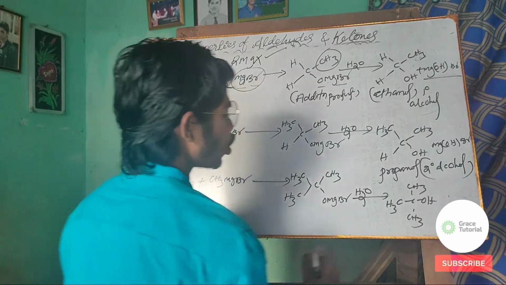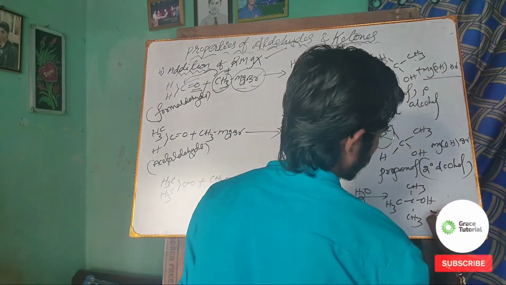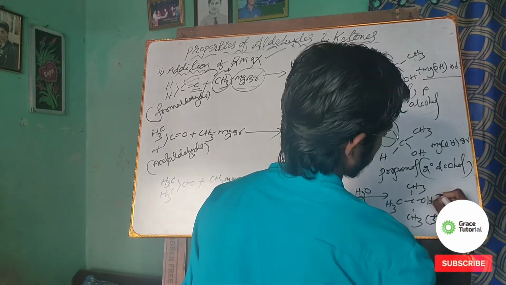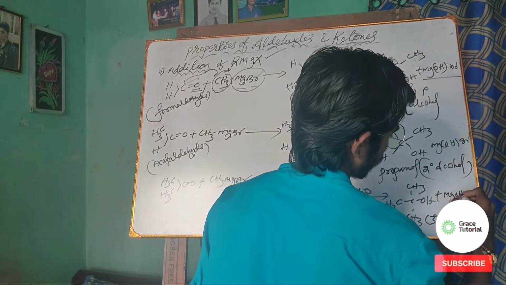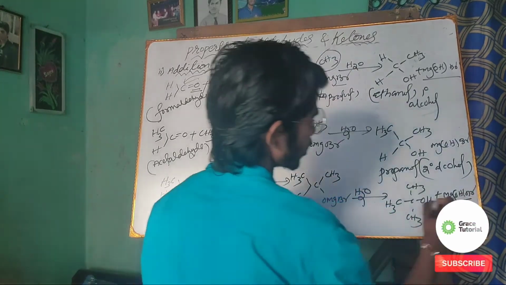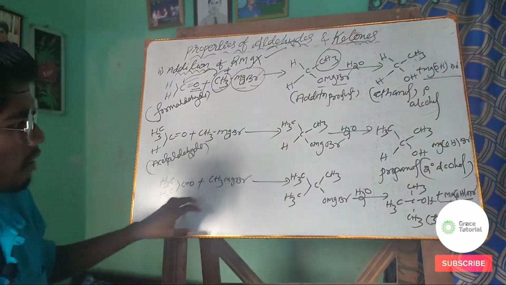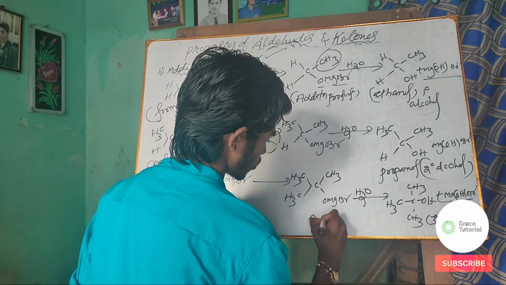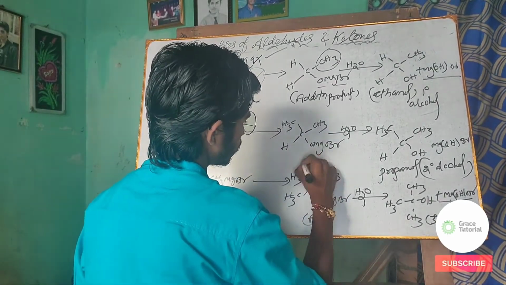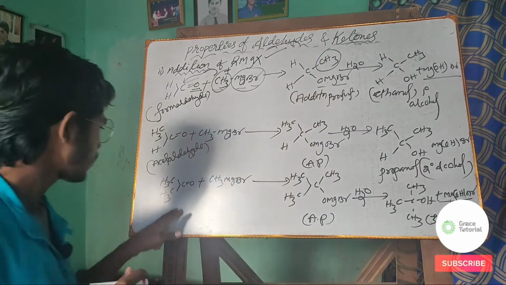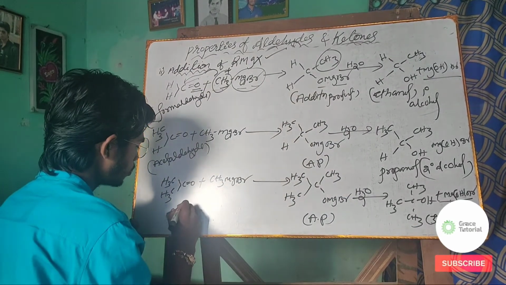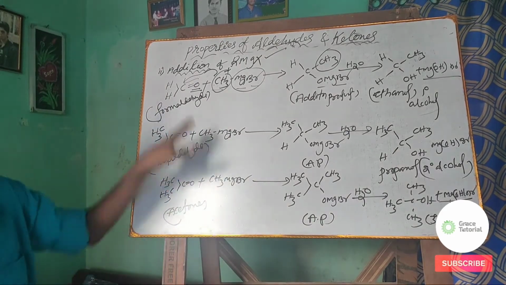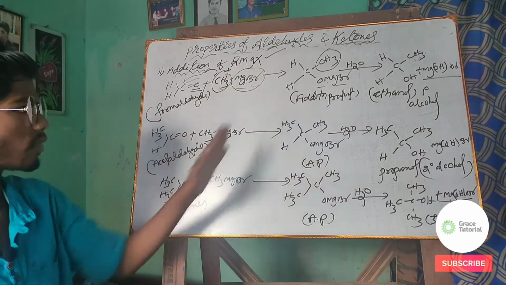And on hydrolysis, you will get tertiary butyl alcohol, that is butanol, that is a tertiary alcohol, plus MgOH-Br. So this is the product, and these are the addition products. This is acetone. This is about the addition of Grignard's reagent.